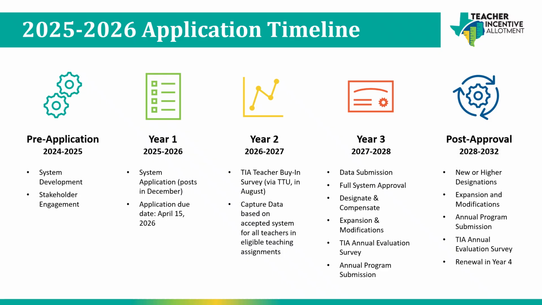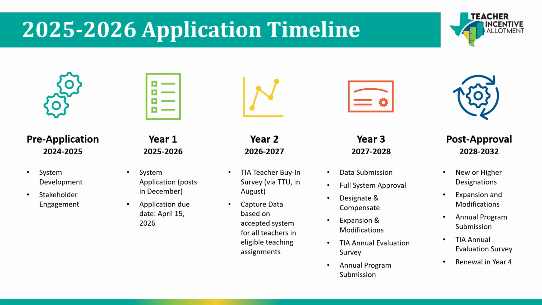Year three is when you will submit your data. That's your first data submission year. So all the data you collected during the data capture year will then be submitted in year three. If validated, then you will have a full system approval. That means the designations go through, teachers earn designations, teachers get compensated, the allotment dollars start coming in, and that will be a big celebration for districts who get to designate their first batch of teachers after they have passed data validation. In the meantime, districts also in this year can expand or modify their system.